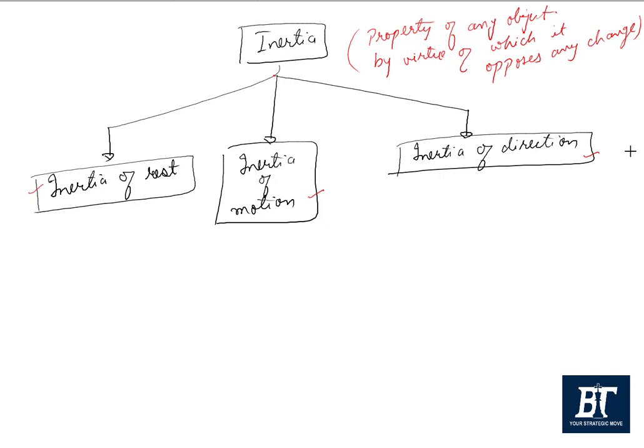The tendency of body to continue in a state of rest is known as inertia of rest. The tendency of body to continue in its state of motion is called inertia of motion, and the tendency of a body to oppose any change in its direction of motion is known as inertia of direction.